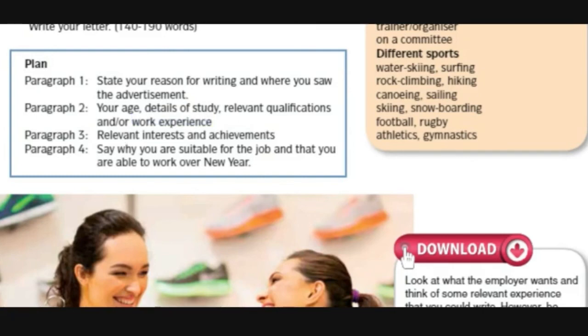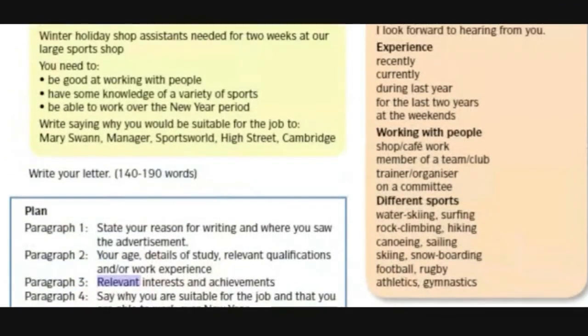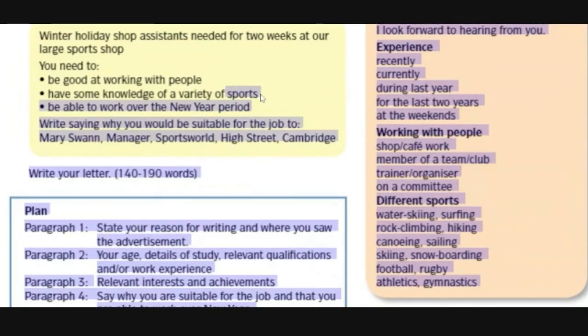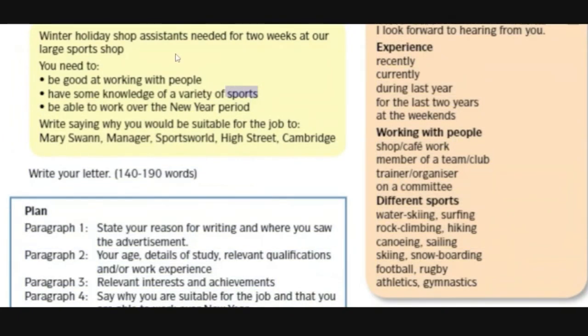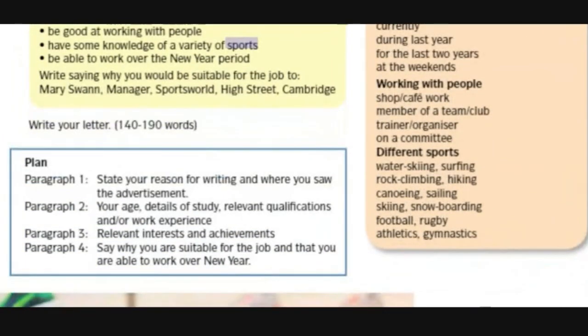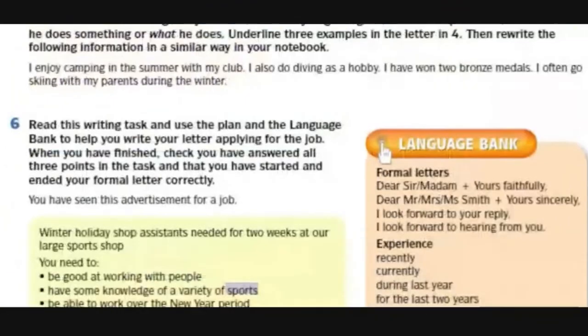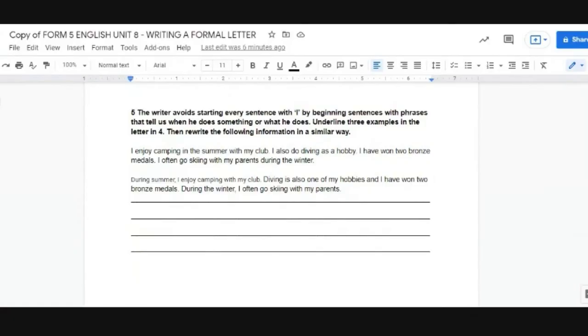Okay. Paragraph 3, relevant interest and achievement. It says relevant here. That means it has to be related to sports because you are applying job in a sports shop. Okay, so you must show your interest in sports. If you have, and if possible, write also achievement. Okay, like the one you did just now. Give a sport. Diving is also one of my hobbies, and I have won 2 bronze medals.